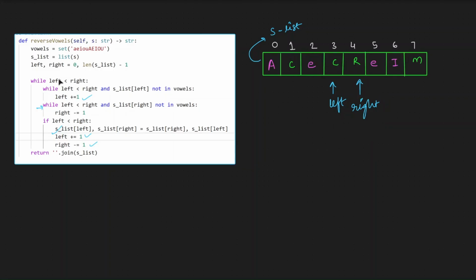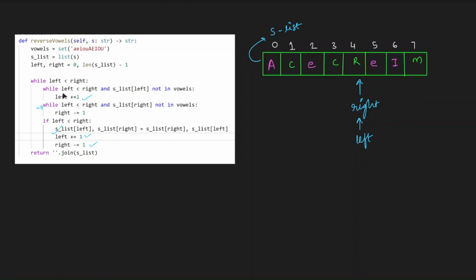Now again, we go back to this while loop. While left is less than right, yes, that is true. We check while left is less than right. Yes, that is true. And S list of left not in vowels. S list of left is C. Is it in vowels? No, it is not. If it is not, then we have to move our left one position ahead, which means our left will point at the same position as our right is pointing.